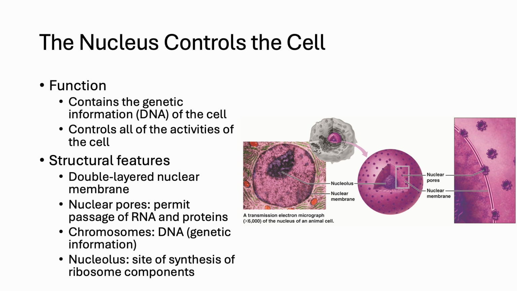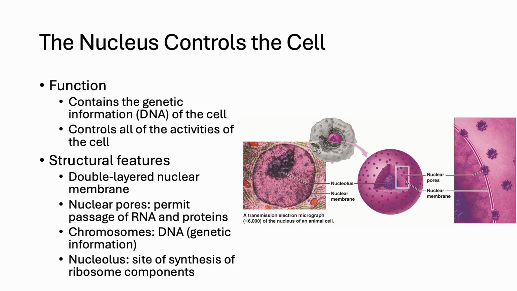The nucleus is often referred to as the control center of the cell because it houses the genetic material, DNA, which contains the instructions for every protein and process in the organism. Structurally, the nucleus is surrounded by a double-layered nuclear membrane that provides protection while allowing regulated exchange with the cytoplasm. Nuclear pores are specialized channels that permit RNA and proteins to pass in and out, ensuring communication between the nucleus and the rest of the cell.